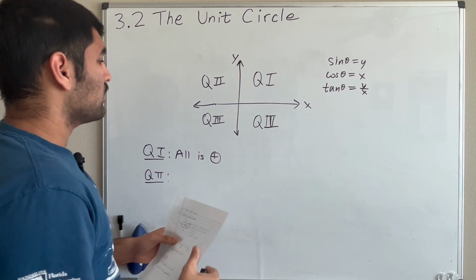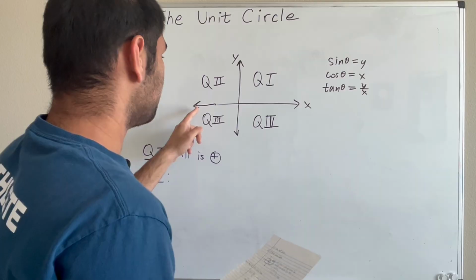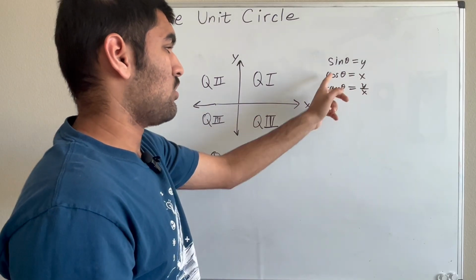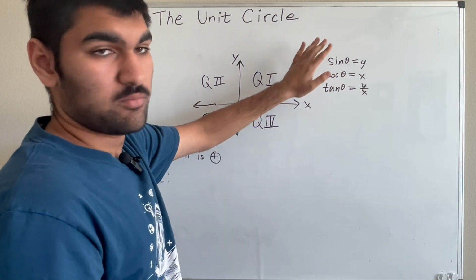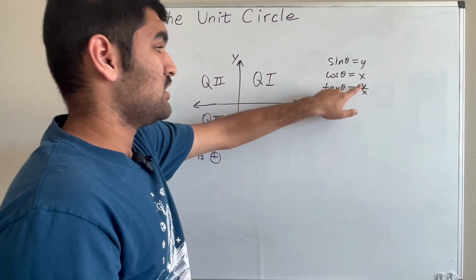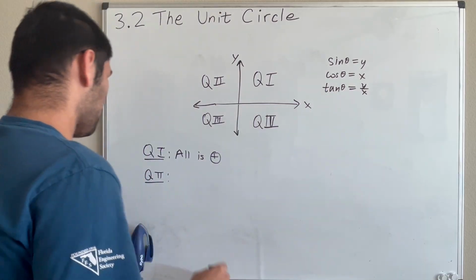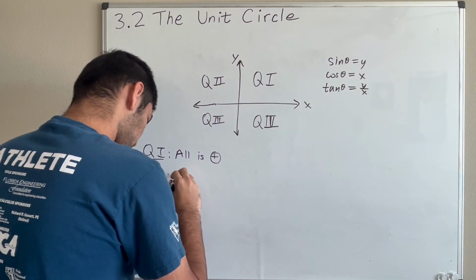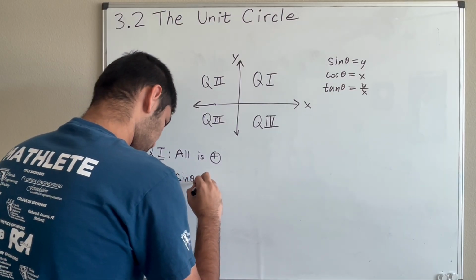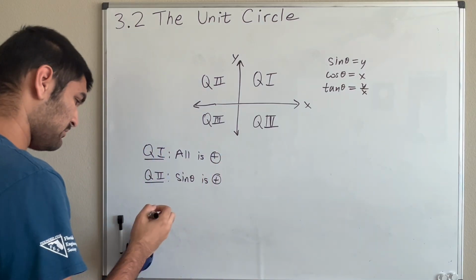Quadrant 2. In quadrant 2, x is negative, but y is still positive. So x being negative, that means that cosine theta is negative. Y is positive still though, so sine theta is still positive. But then tangent theta, you have a positive over a negative, so that's negative. So tangent theta is also negative. So in quadrant 2, we can see that only sine theta is positive, and then everything else is negative.